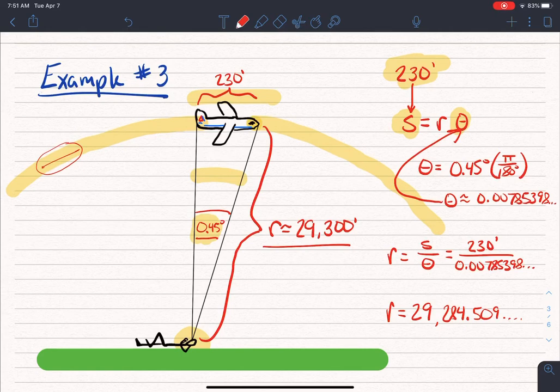Now realize, using this basic formula, arc length is equal to radius times theta, as long as we have 2 of the variables, we can solve for the third. If I had the radius, this altitude, and the angle, then I could figure out how long the plane is. If I had the length of the plane and I knew the altitude, I could figure out the angle. And so you can work this any which way.